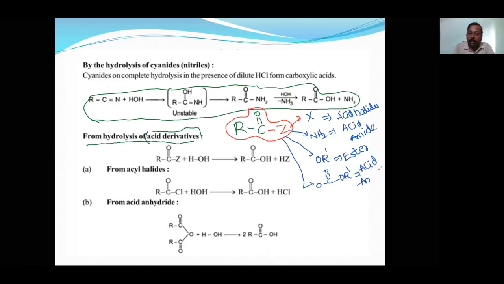So how many derivatives are there? Acid anhydride. So total 4 acid derivatives are there: acid halide, acid amide, ester and acid anhydride. These are the total 4 derivatives. In that, I am commonly representing them as RCOZ. Is that clear to all of you?